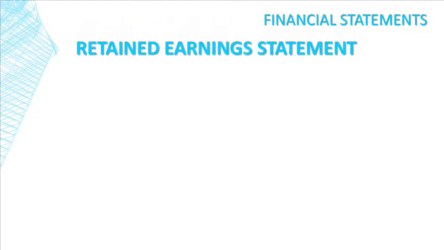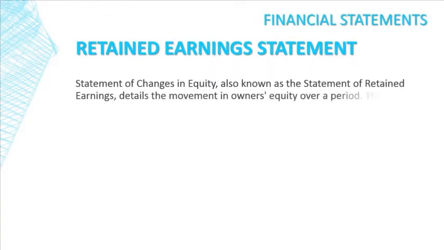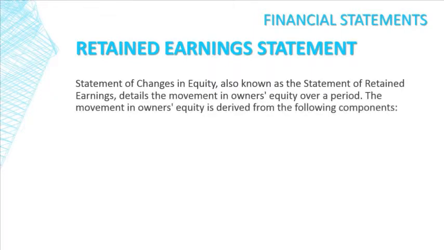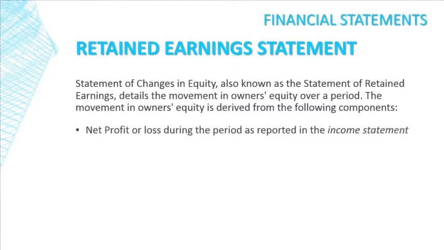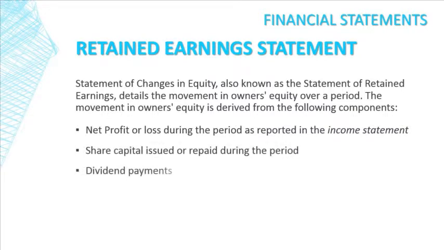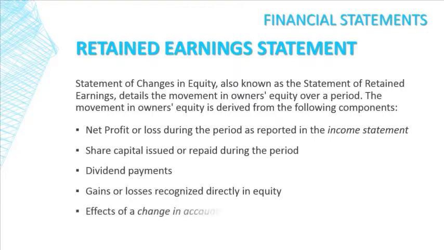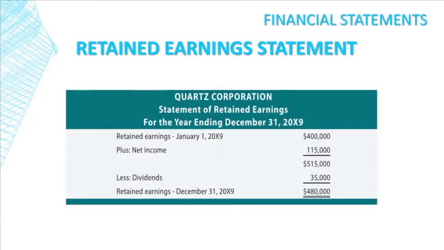Retained earnings statement. The statement of changes in equity, also known as the statement of retained earnings, details the movement in owner's equity over a period. The movement in owner's equity is derived from the following components: the net profit or loss during the period as reported in the income statement, share capital issued or repaid during the period, dividend payments, gains or losses recognized directly in equity, for example the revaluation surpluses, and the effects of a change in accounting policy or correction of accounting error. This is an example of a statement of retained earnings.